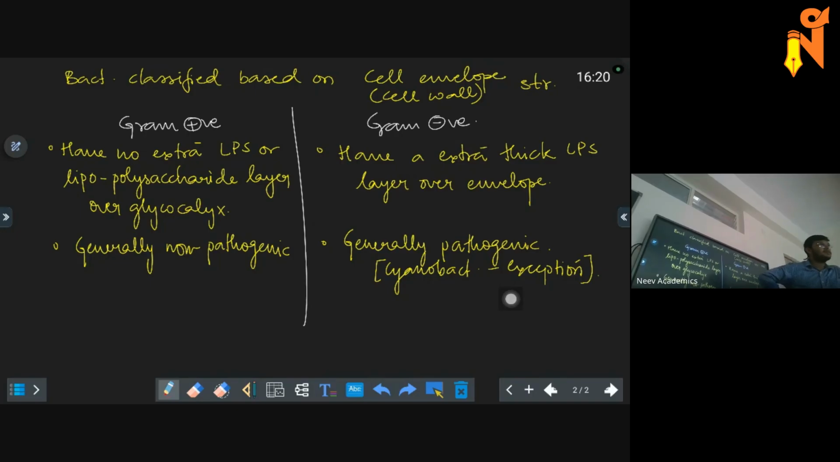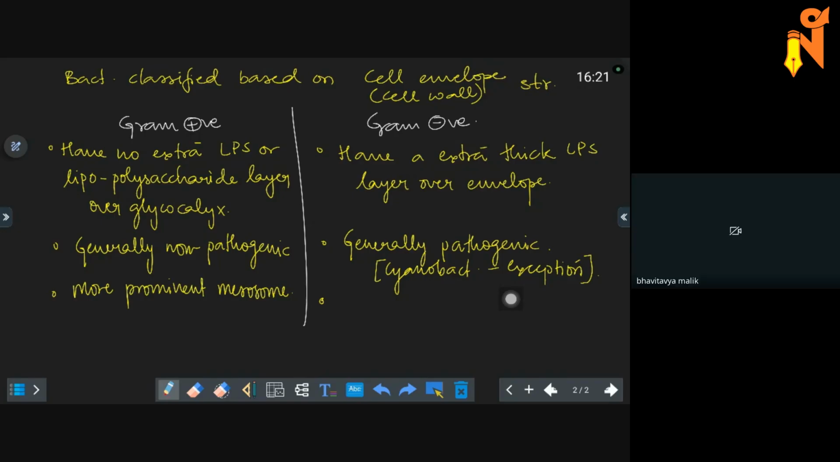Understood my point? Okay, so the third difference is that gram-positive have a more prominent mesosome. It is not that gram-negative will lack the mesosome. Gram-negative will have the mesosome, but it would be less prominent or less efficient compared to gram-positive. And so mesosomes are used to absorb nutrients and undergo respiration, right?